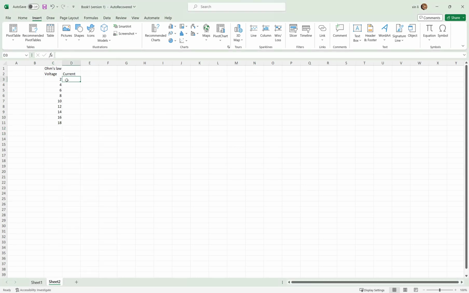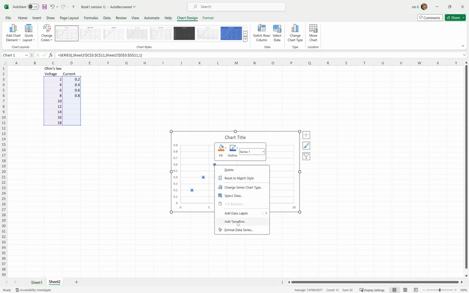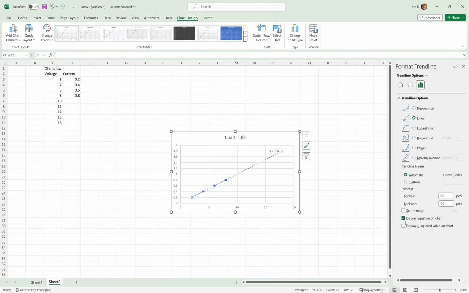And then you are going to record the current. I forget what I got, but let me make some numbers. So if this is 0.2, then 0.4, and then 0.6, and then 0.8. Okay, you have to get your reading and fill the table by yourself, and then you have to draw a graph. So you highlight the data and go to charts and go to scatter. So you are going to get a graph that looks like this, and then you right click on the graph, go to add a trend line, and you do display equation on the chart.